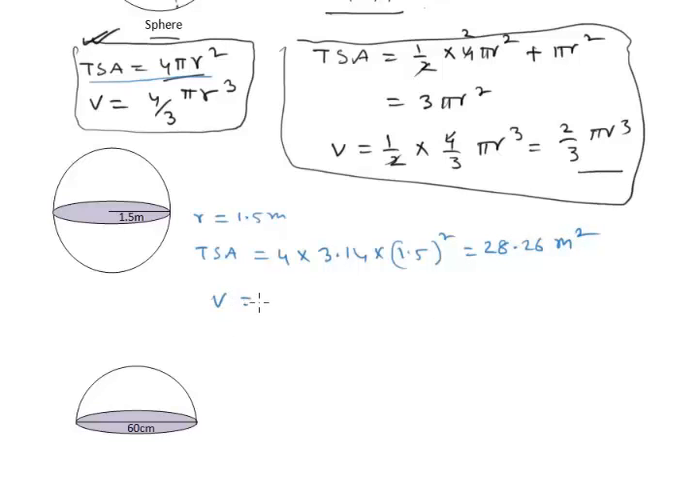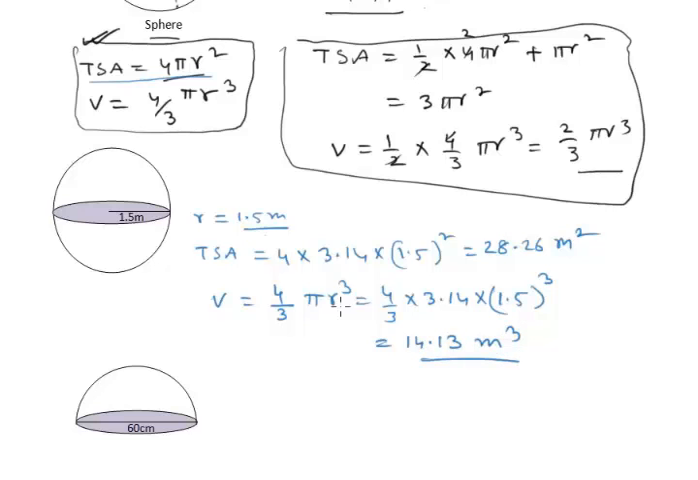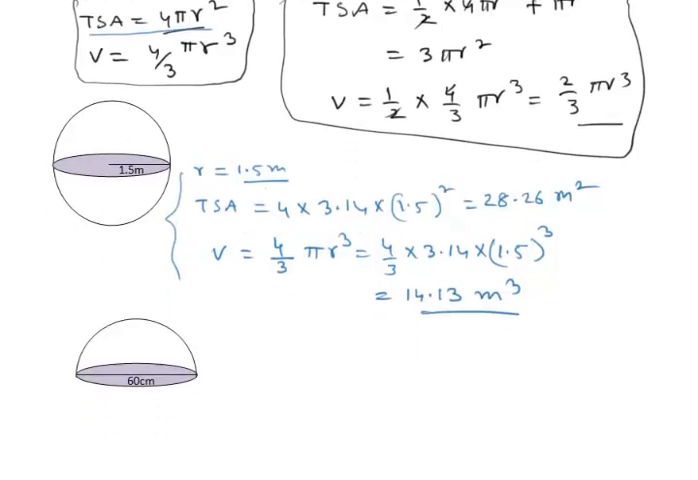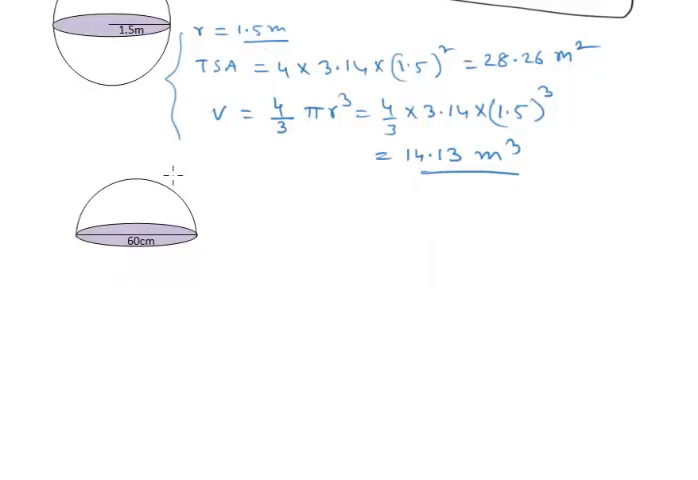And the volume formula is 4 division 3 pi r cube, that means 4 division 3 times pi means 3.14, and r cube, here radius is 1.5, so 1.5 whole to the power cube. If we do this calculation, we will get the volume 14.313. Unit is in meter, so it will be meter cube. It's simple, just using the formula. So now we will calculate the total surface area and volume for this semi-sphere or half sphere.